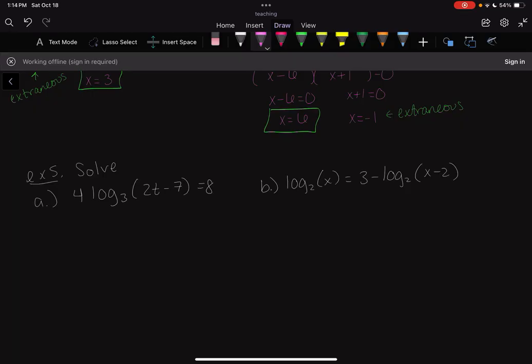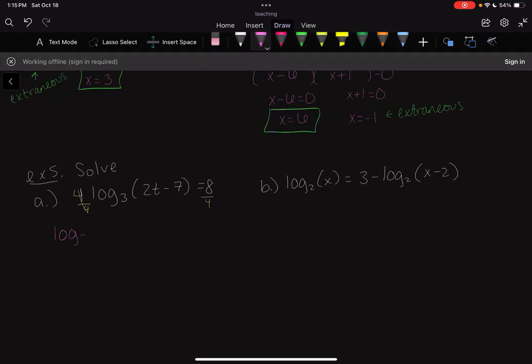The red flag on both of these is that you have a number outside of the log. If you have a number outside of a log, you're going to have to try to move into exponential form. Now you may need to do some work first to be able to move to exponential form, but that's going to be the ultimate goal. So for part A, I don't know how to change into exponential form with that 4 sitting there, so I can divide out that 4 first. Always check if there's anything you can do there.